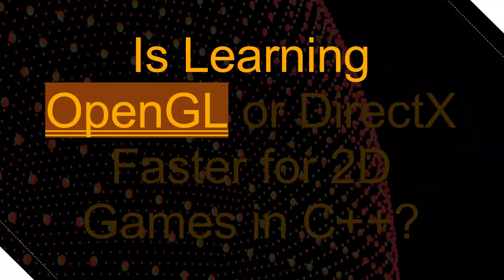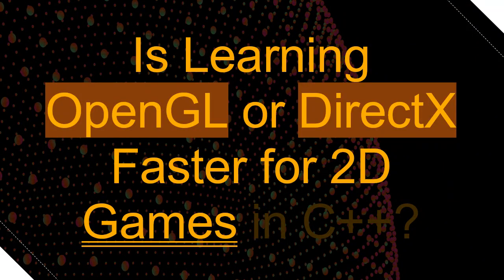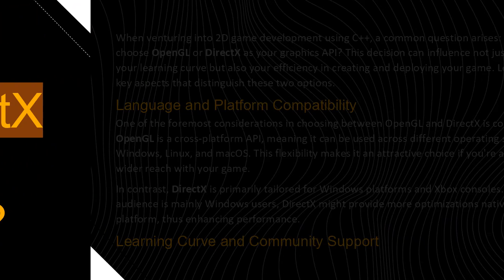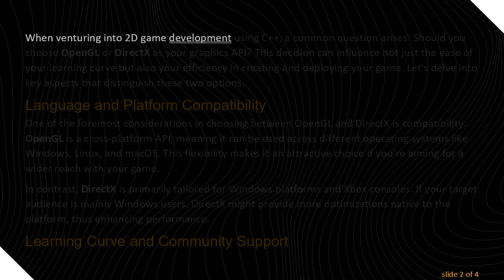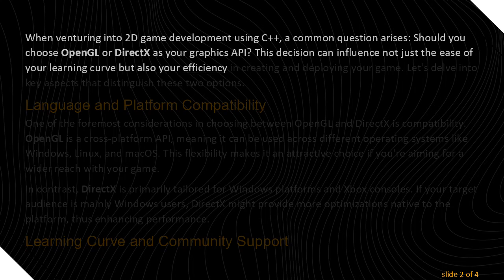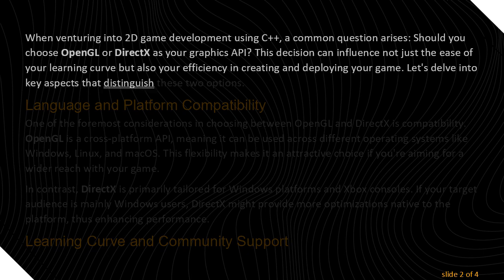Is learning OpenGL or DirectX faster for 2D games in C++? When venturing into 2D game development using C++, a common question arises: should you choose OpenGL or DirectX as your graphics API? This decision can influence not just the ease of your learning curve but also your efficiency in creating and deploying your game. Let's delve into key aspects that distinguish these two options.